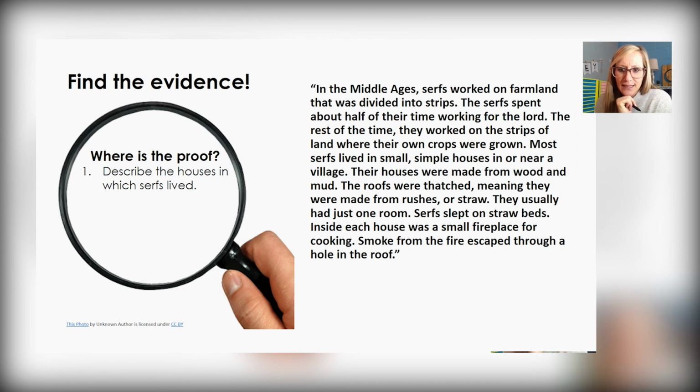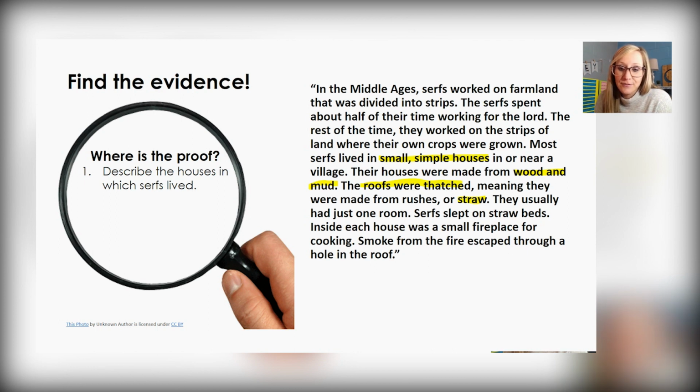And so I'm going to get my highlighter here again, and I'm going to be thinking about the text. It tells me that they were small, simple houses. What else does the text say? You're right, the next detail says that they were made from wood and mud. What else is another description of this house? The roofs were thatched, meaning they were made of straw.